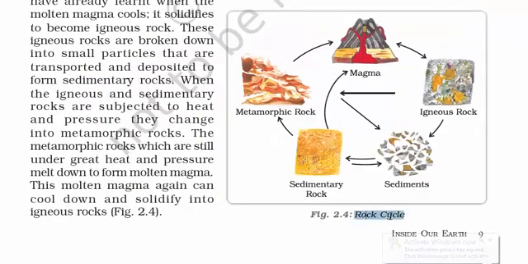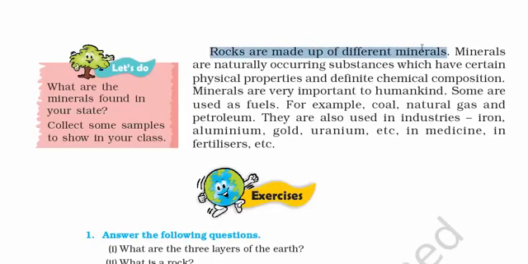Now there's a term called rock cycle. What do you mean by that? So it is nothing but the changes that the rock goes through from time to time. That is called a rock cycle. So you can see how sedimentary rock turns into metamorphic, and then igneous rock into sediment. So you can see a whole cycle of it. So this is what is rock cycle. So whatever that we read in the previous page about igneous, sedimentary and metamorphic, all combined together makes a rock cycle. Rocks are made up of different minerals.